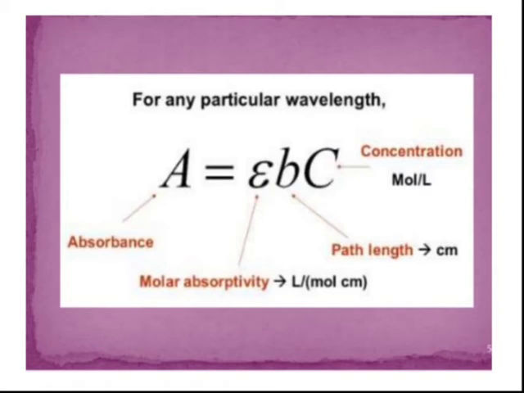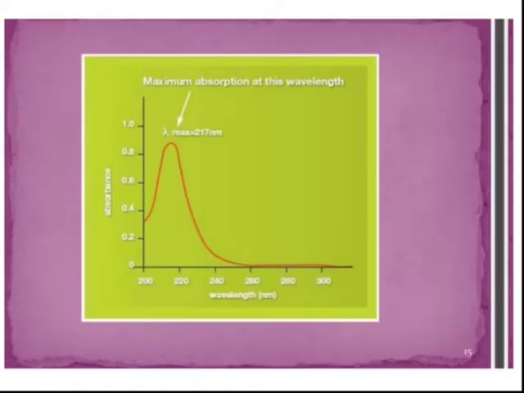Absorbance is a quantity which is unitless. Molar absorptivity unit is liter per mole centimeter, and path length is in centimeter and concentration is in moles per liter. Such type of plots were observed on the UV visible spectrophotometer.